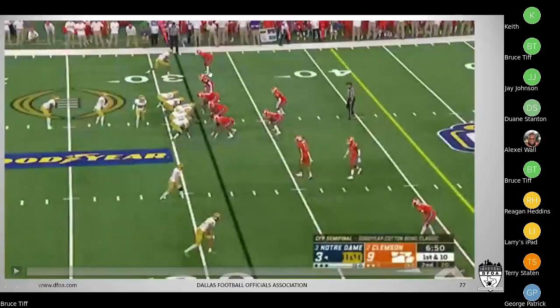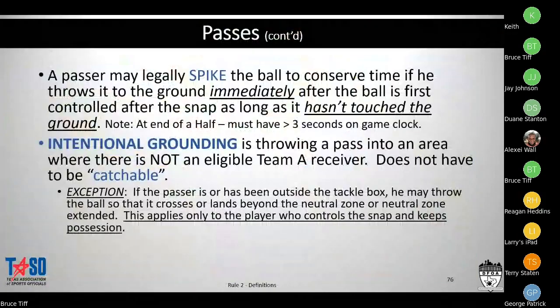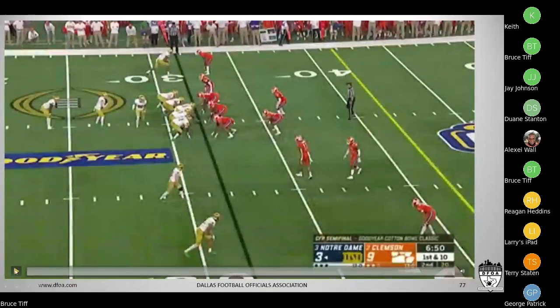In short wings, you may have to help out your referee in these situations. Got video. Pay attention to who controls the snap here.